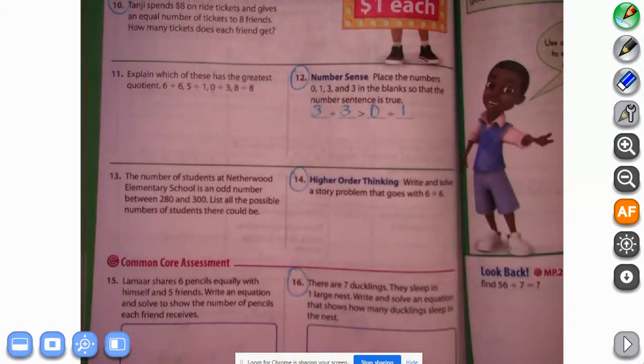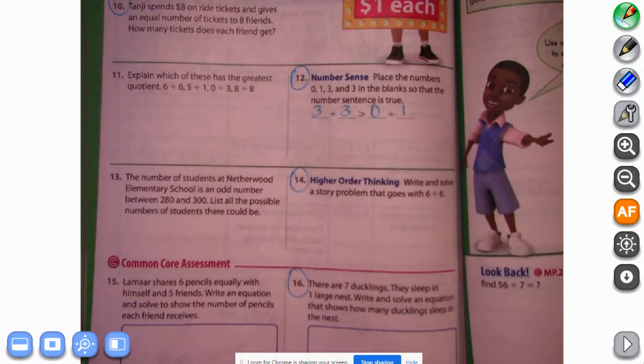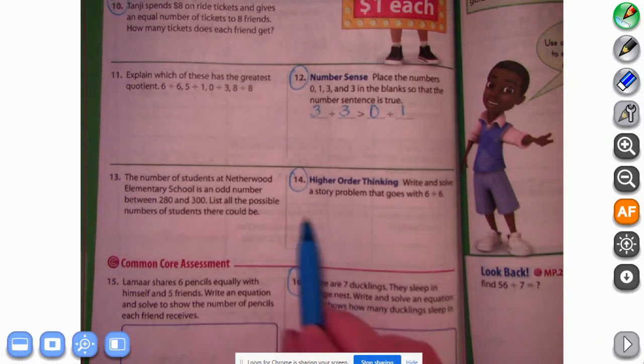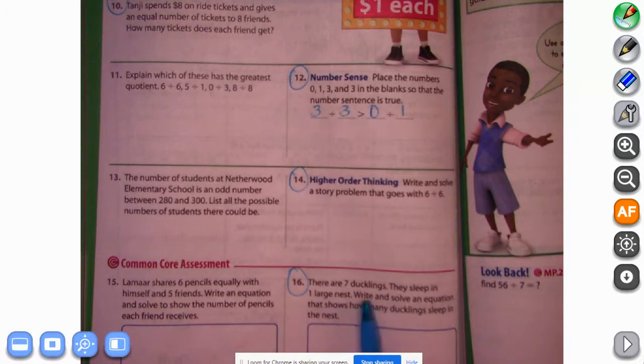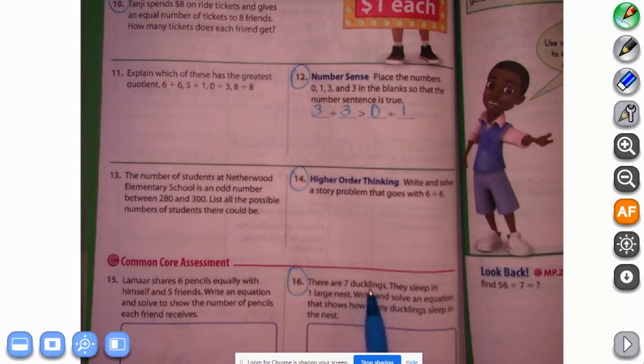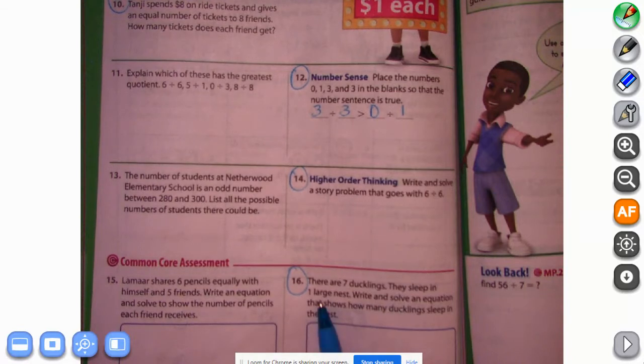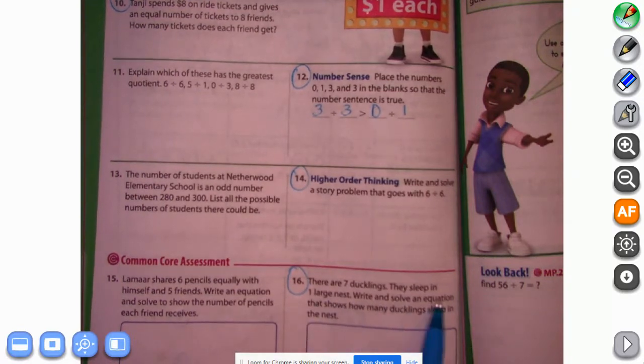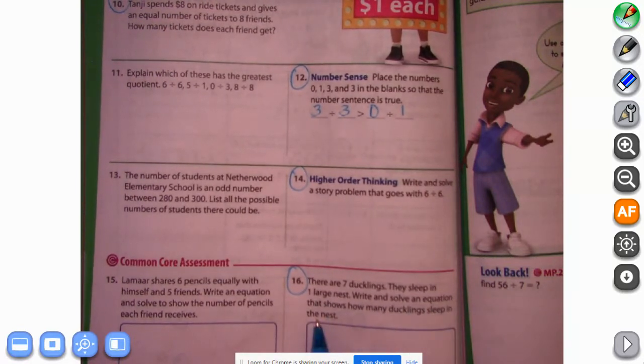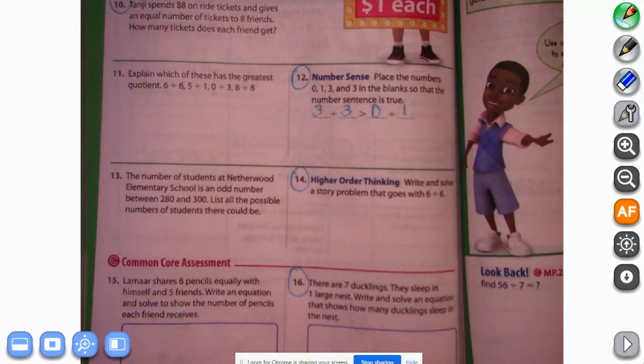Number 14. Write and solve a story problem that goes with 6 divided by 6. Remember what that would be? What times 6 will equal 6? And number 16, there are 7 ducklings. They sleep in one large nest. Write and solve an equation that shows how many ducklings sleep in the nest. 7 ducklings in one large nest. How many are in the nest? Just show your work there.